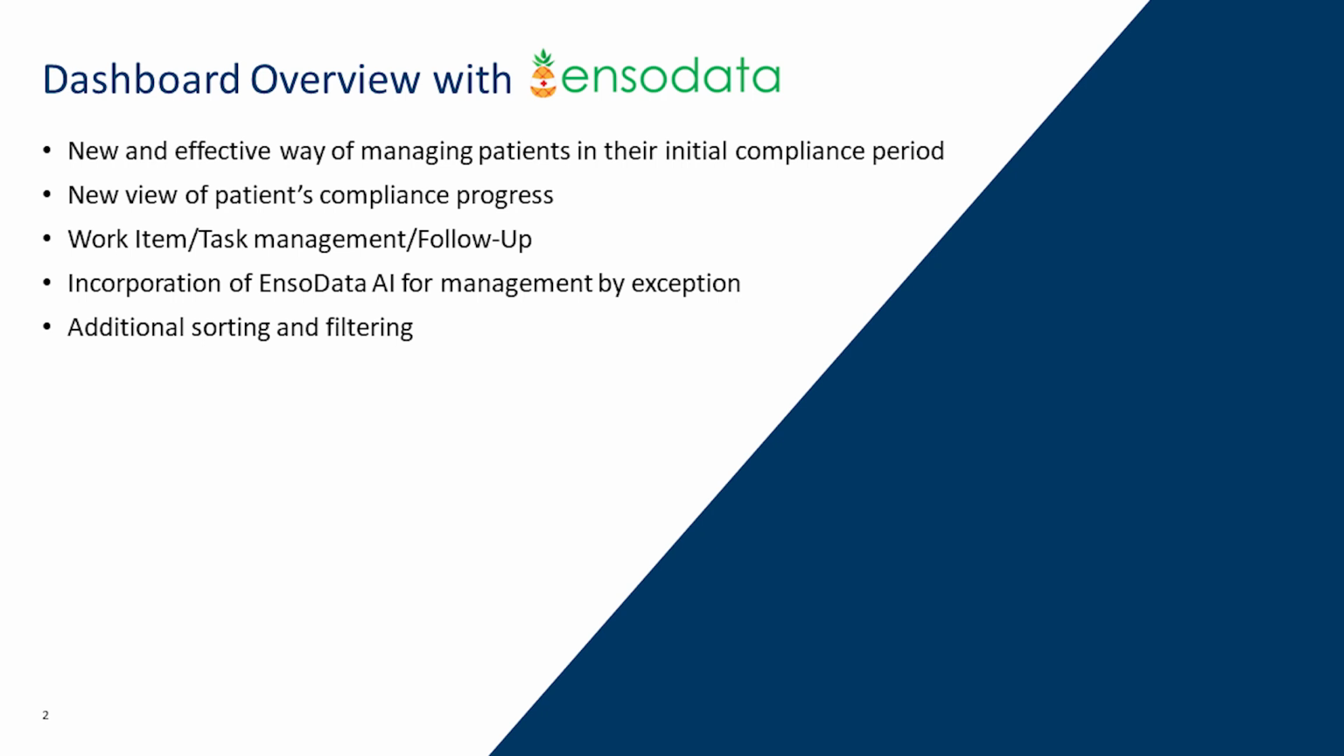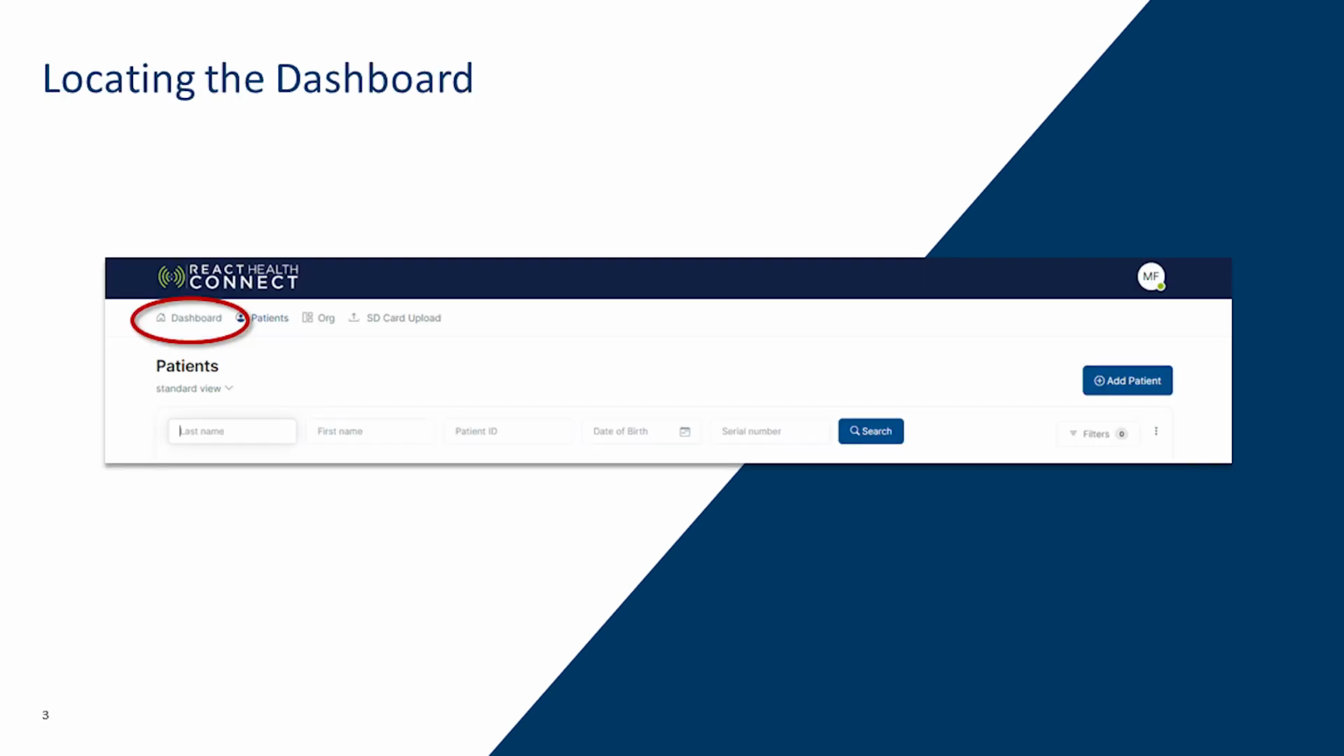Enso Data AI provides a priority score and generates work items based off your patient's therapy data that is downloaded every day. We will discuss how to use these work items, priority score, and the dashboard to effectively manage those patients requiring your help to meet their adherence requirements, and those patients who have achieved or not achieved their initial compliance requirements.